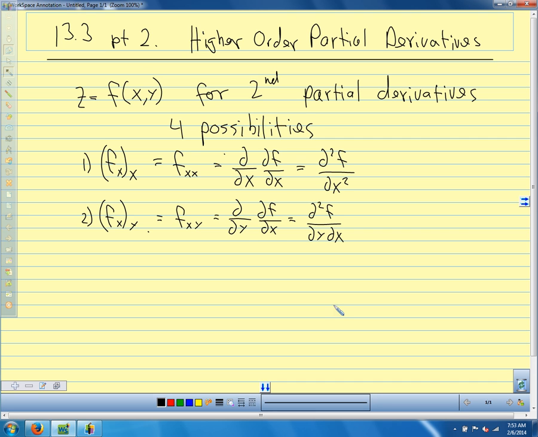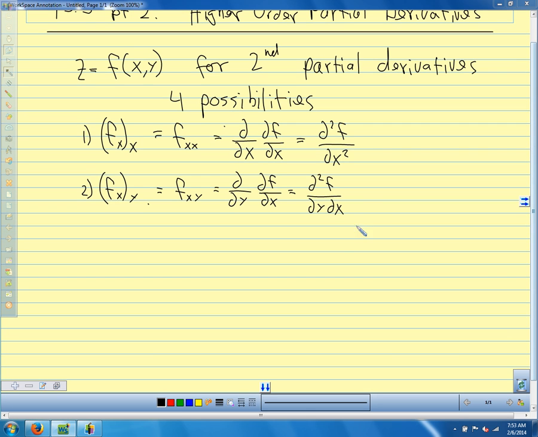So first thing to notice here is on this mixed partial, when we use the subscript notation, the order in which we do our derivatives is from left to right. We do the partial with respect to x and then the partial with respect to y. When we use the d notation, our order of derivatives is from right to left. We take the derivative with respect to x and then the derivative with respect to y. So the orders are reversed, and you need to be aware of that difference. So those are our first two possibilities.